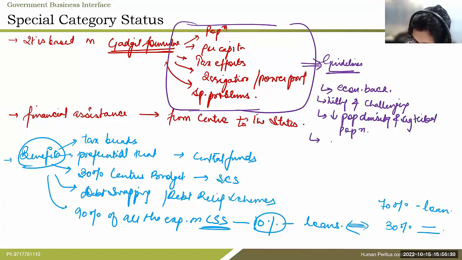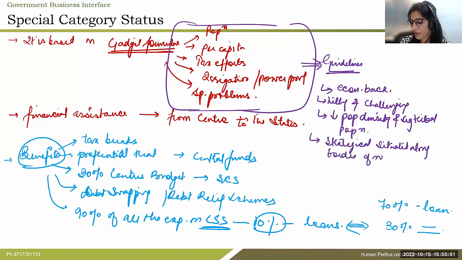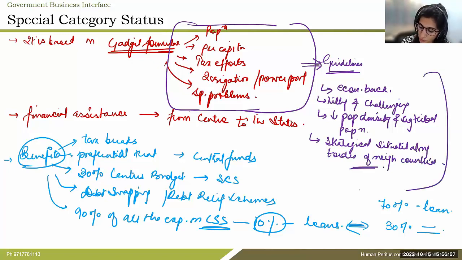The states should be strategically situated along the borders of neighboring countries. All right. So these are the guidelines to give this status as special category status. All right.